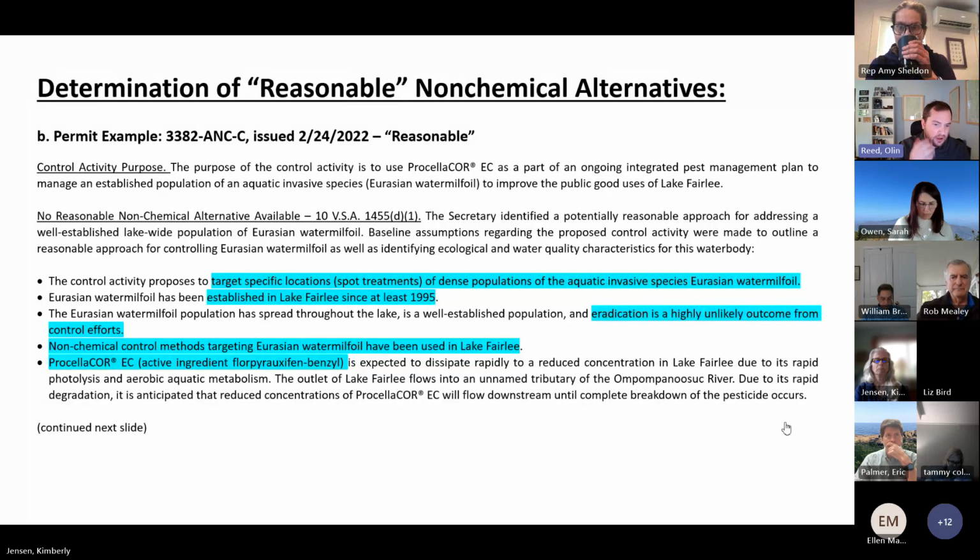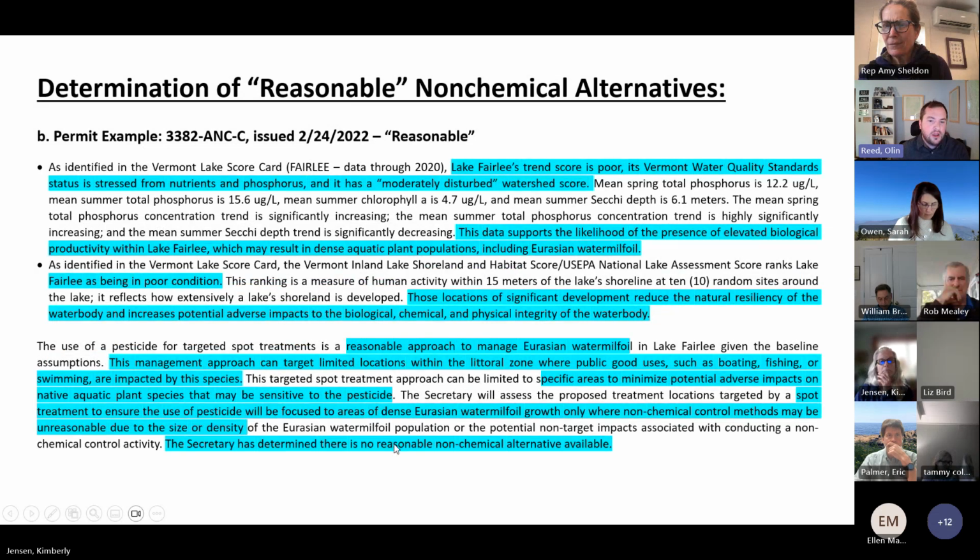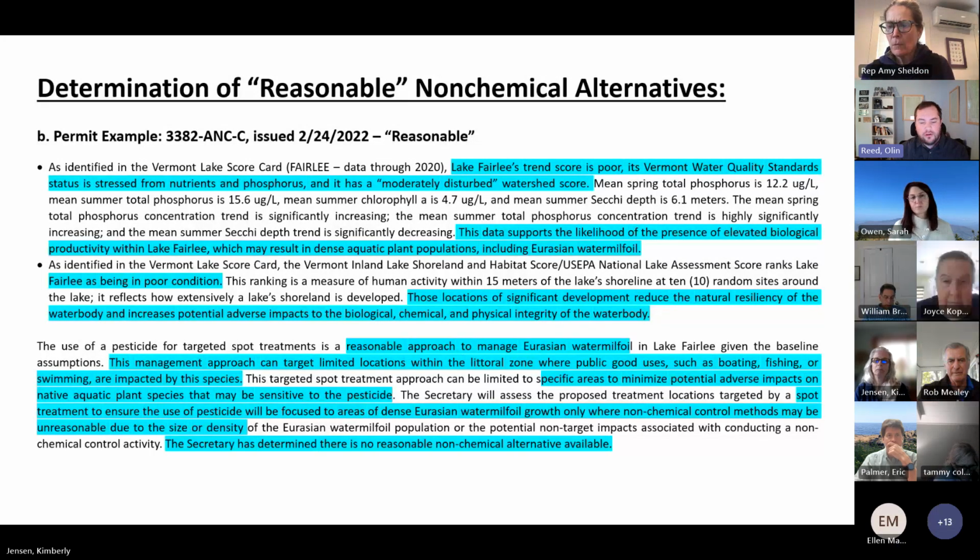And so whenever we look at something like a Lake Fairlee application, where they've been managing a plant for a long time, and they haven't really been able to knock it back to manageable levels, and they're kind of in a losing battle, that's where this term reasonable comes in, where these other methods of management are not working. And so when you look at things like their locations, that sort of thing, we start to look at the trend scores. So one thing we want to consider is whether there is something that can be done outside of the lake to help manage the plant or the nuisance species.